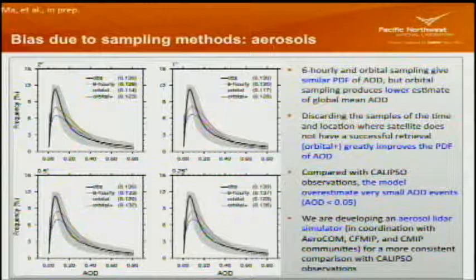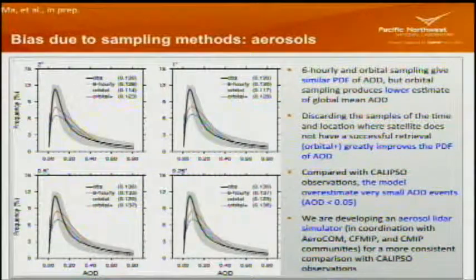So how important is the sampling bias? The 4 different resolutions actually give you very similar results, so let's just pick one and focus on it. The black line is the PDF of the aerosol optical depth measured, the observation, which comes from Calypso. And the other 3 lines are from the 6 hourly output, or if we do the orbital sampling.